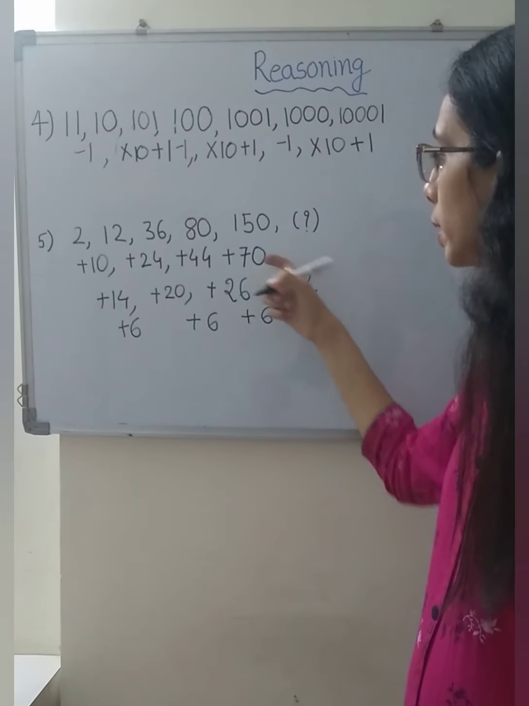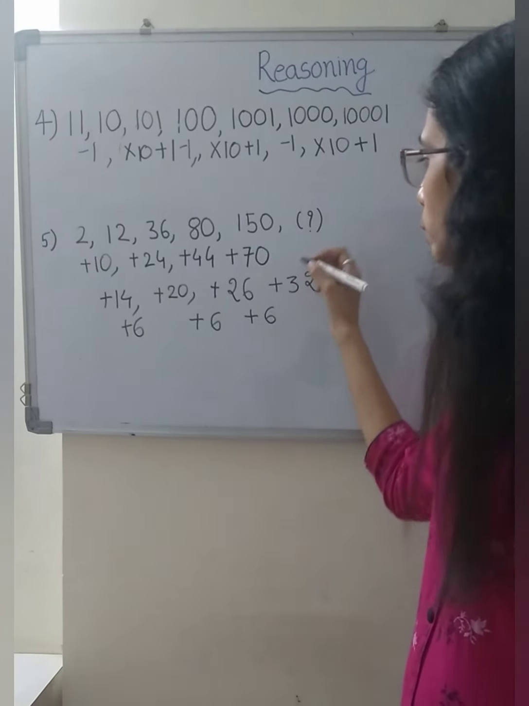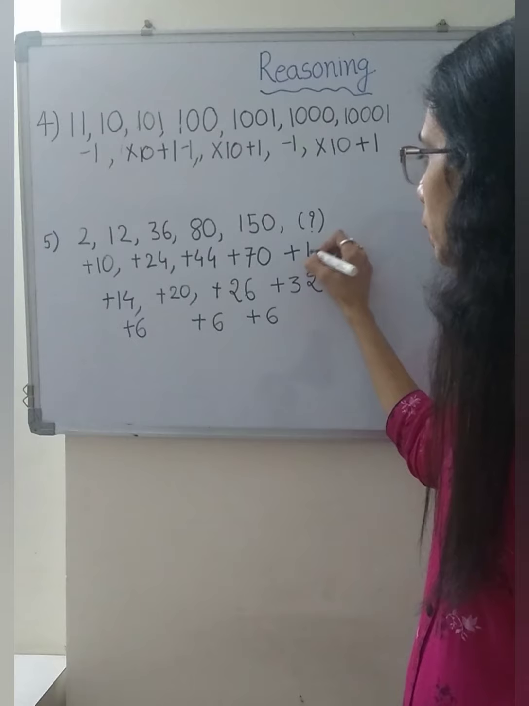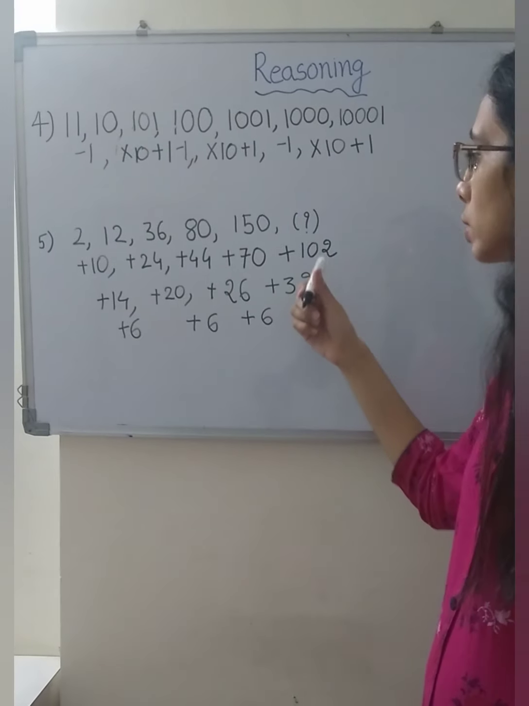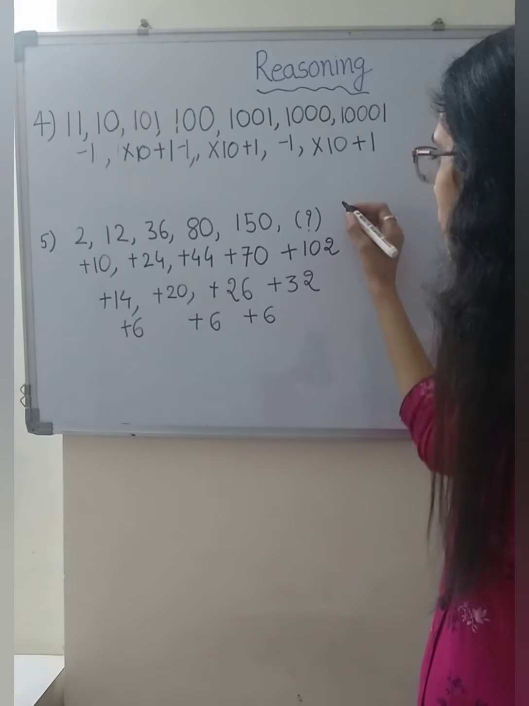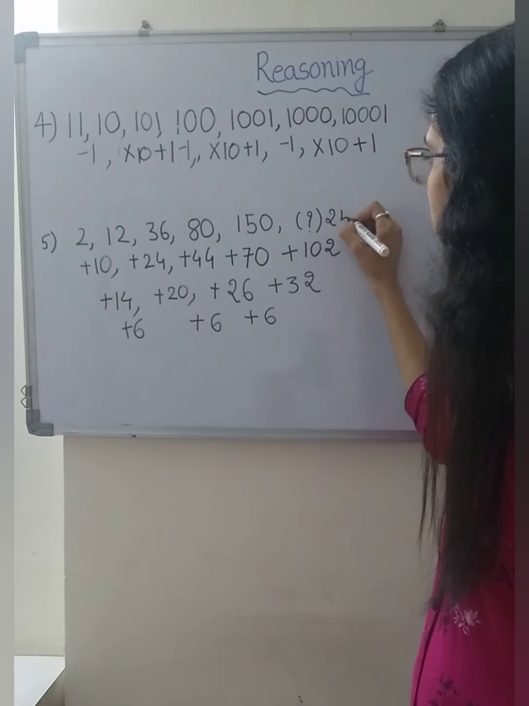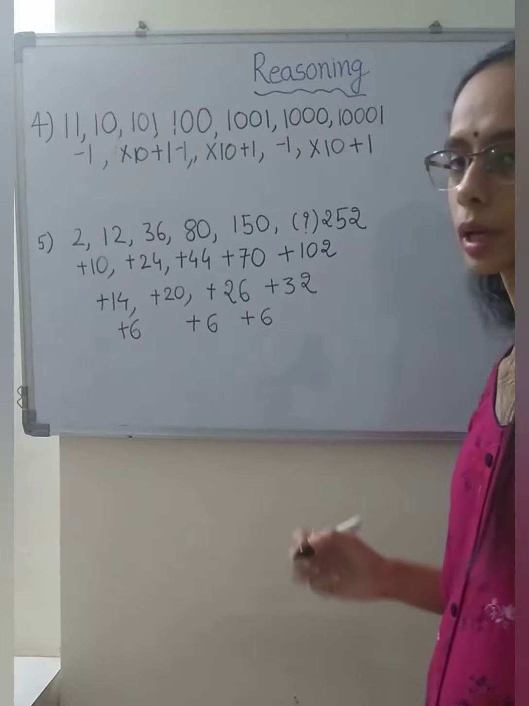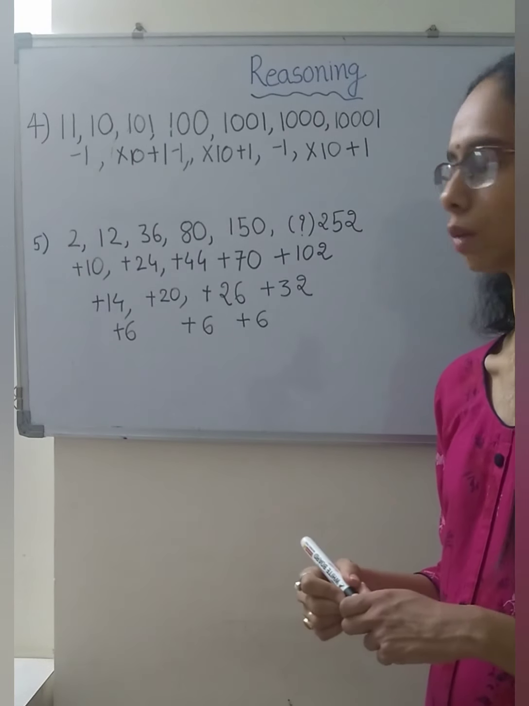So plus 32 will be added into 70. Okay. So it would be what? It would be 102. And then this 102 will be added into 150. And the resulting answer will be 252. Okay. This is the one method of solving this.